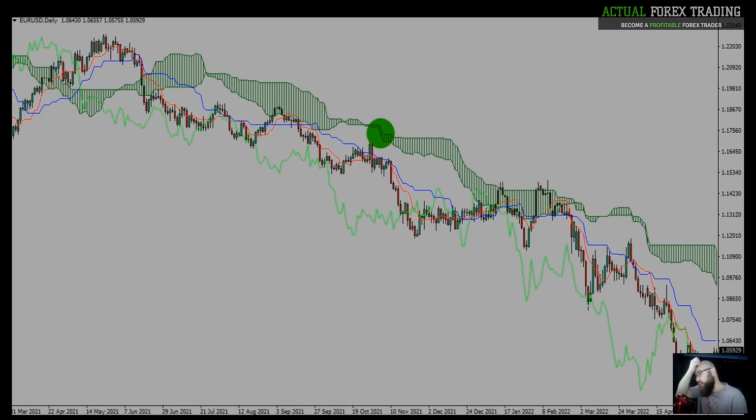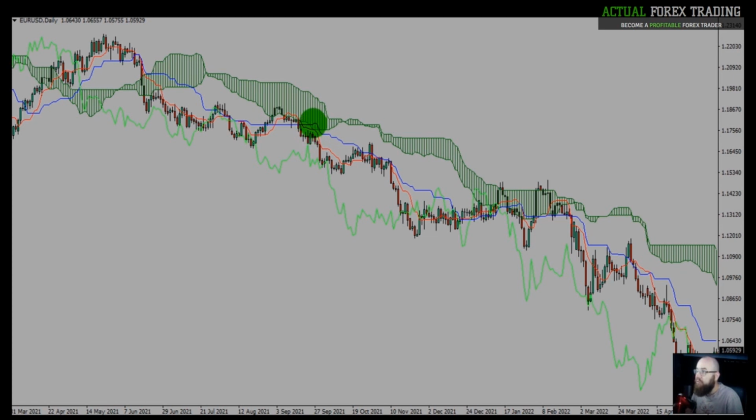This is the Ichimoku Kinko Hyo. This green cloud, this is the Kumo cloud. This is probably the most important part of this indicator when it comes to trading. This can act as support and resistance. You can see as price reaches this cloud, it generally does reverse. So this cloud can act as support and resistance. Obviously support when it's below price, resistance when it's above price.